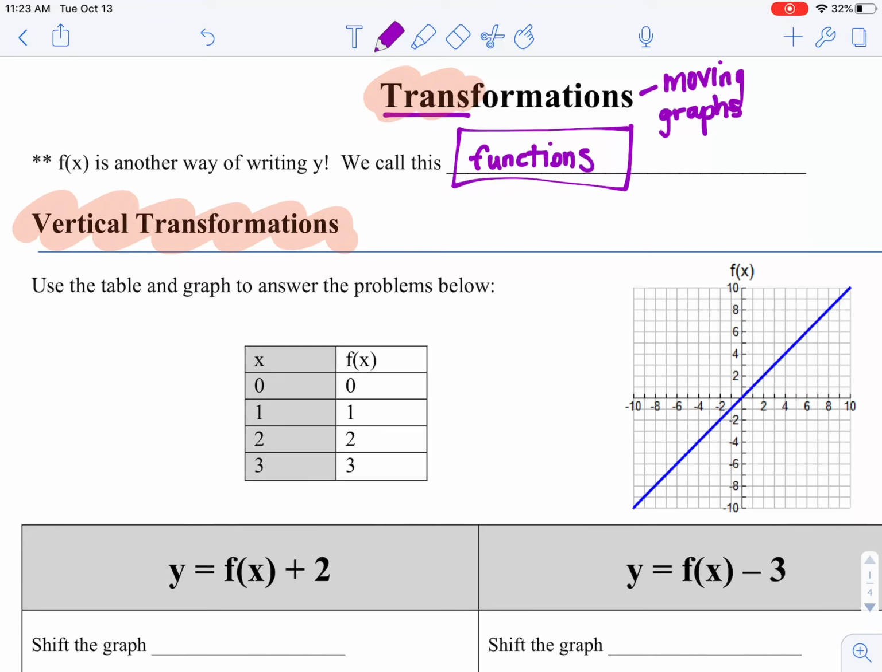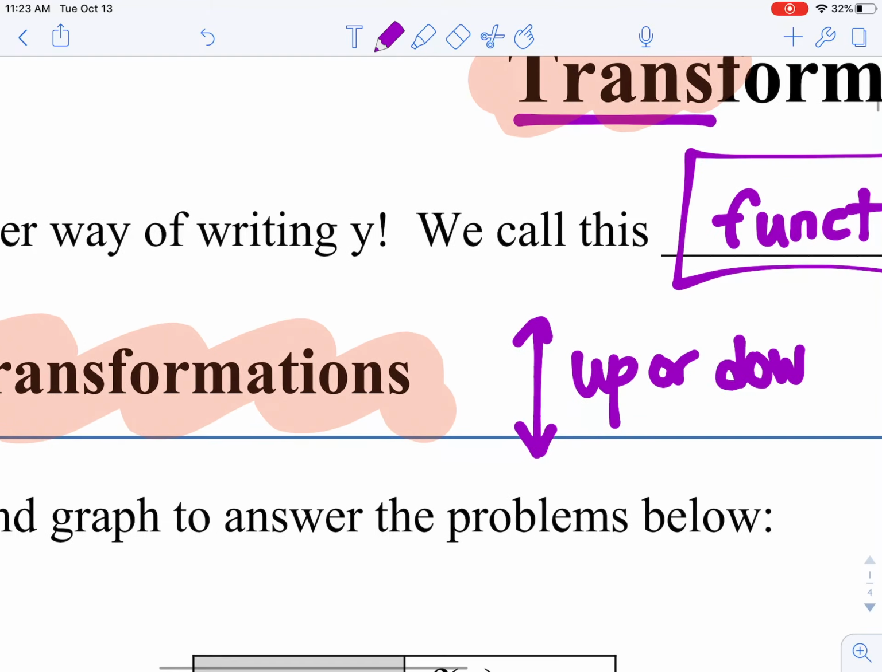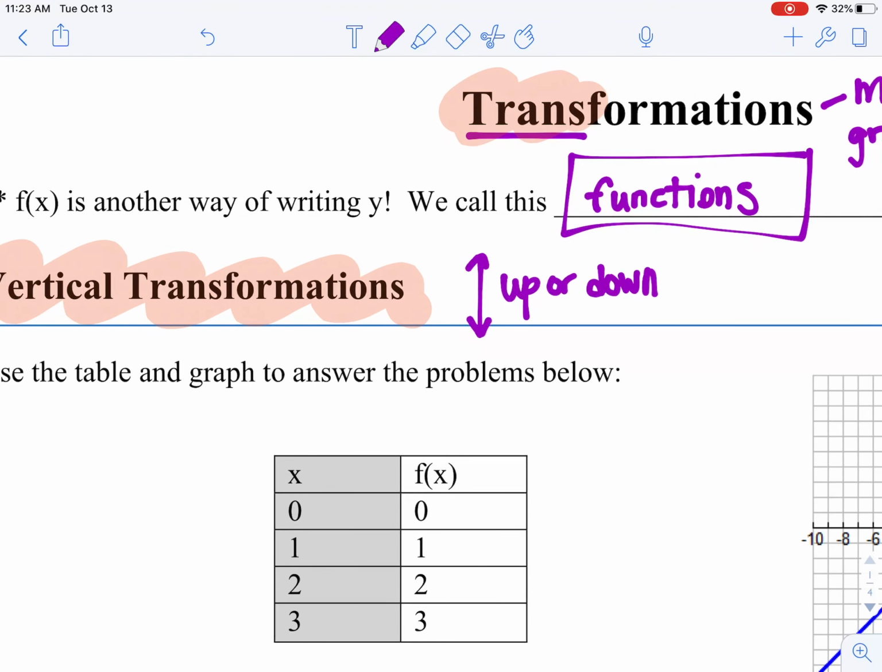The first type of transformation then we're going to talk about is going to be vertical transformations. So when we talk vertical, I like to just draw this, is we are going to talk up or down.